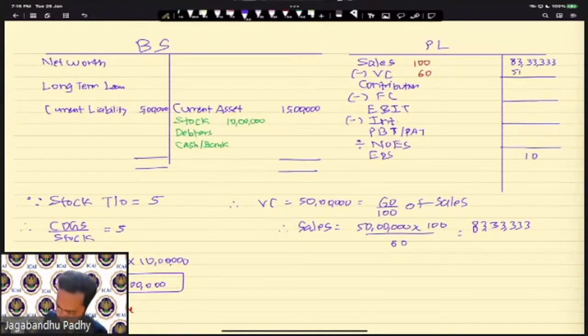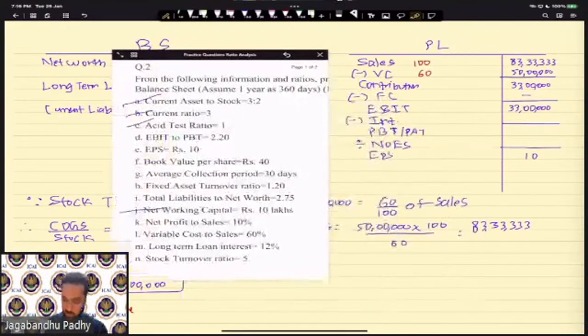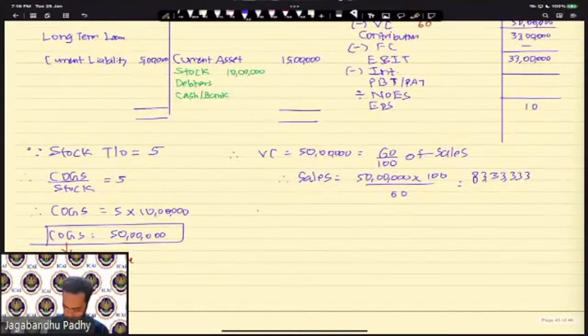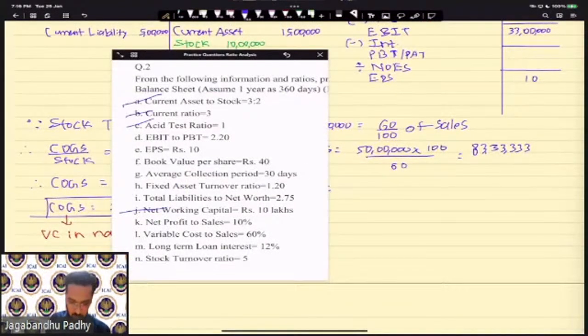And our COGS is 50 lakh. That will give me a contribution of 33 lakh. The question is silent about fixed cost, so let us keep it as no fixed cost. Now, definitely my EBIT is the same 33 lakh. From that, I need to reduce the interest to get the profit before tax and profit after tax. For that, we will use this ratio, EBIT to PBT.